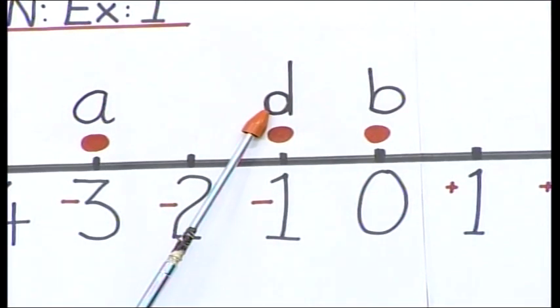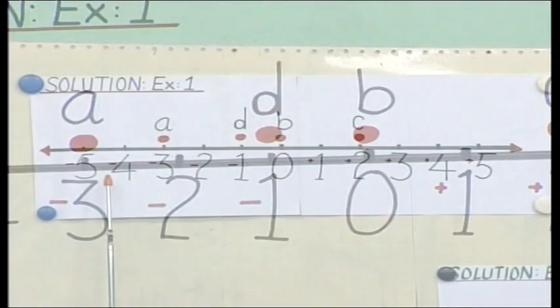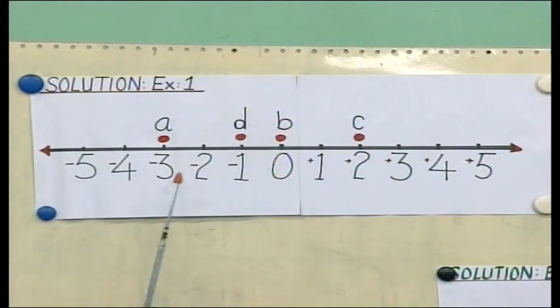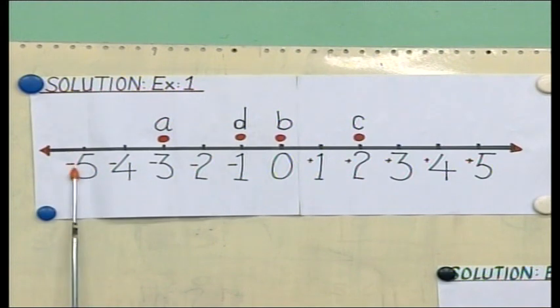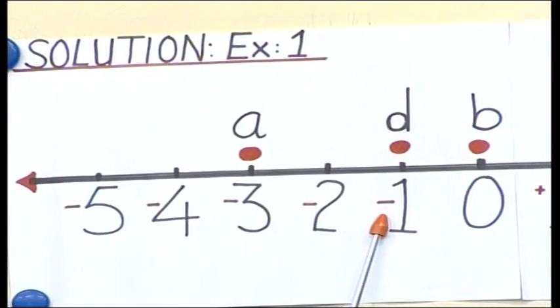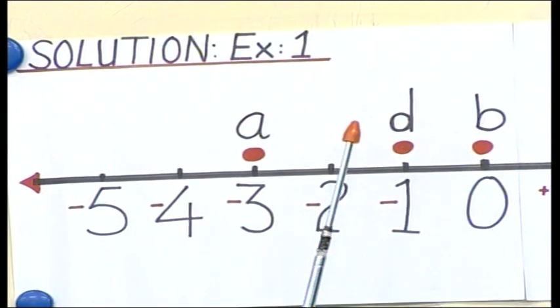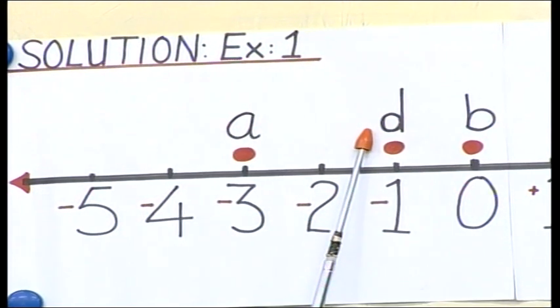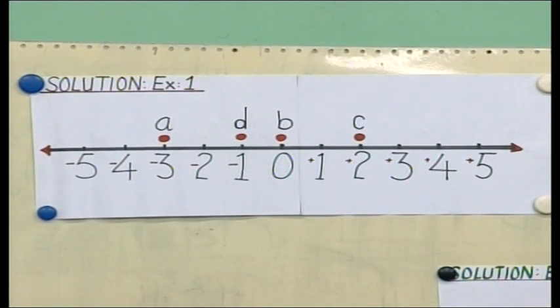How did we get negative 1 as our answer? You are to count 4 units to the right on your number line. So you start counting from where negative 4 is. Exclude number 5. Do not count number 5. So you start counting from 4. 1, 2, 3, 4. Those are the 4 units away from negative 5, and that is where you are going to write your letter D. So those are the answers to exercise number 1.